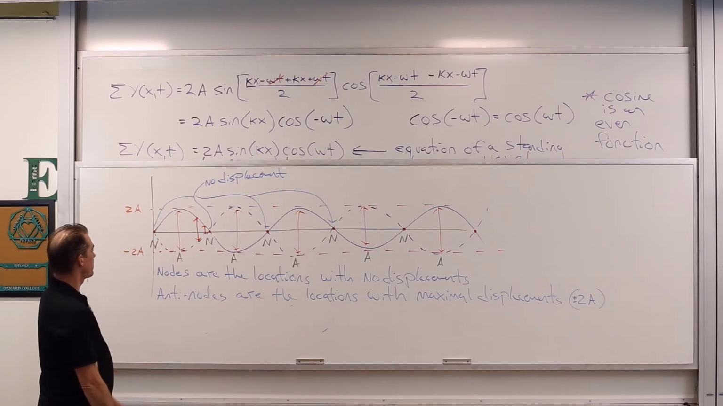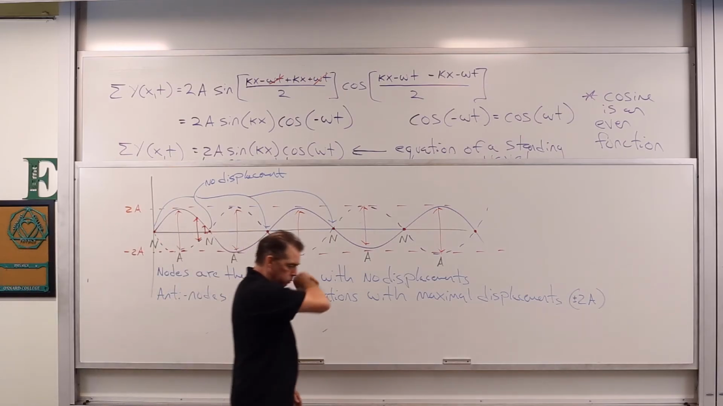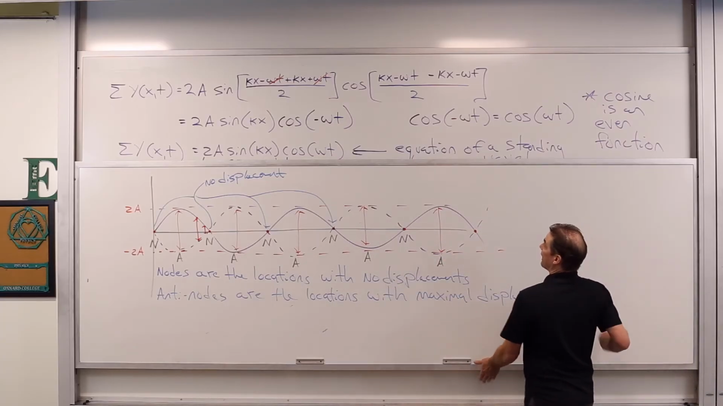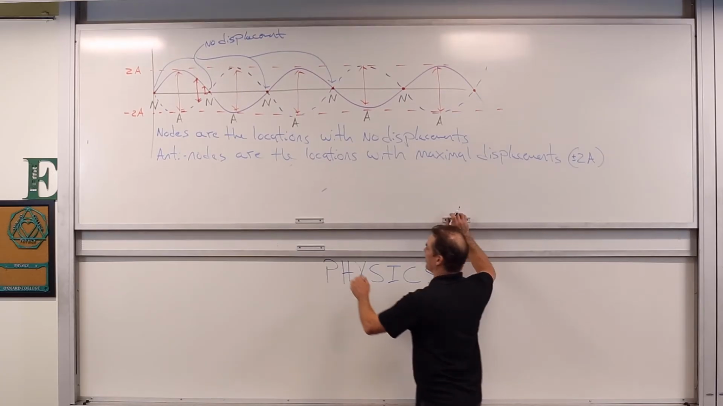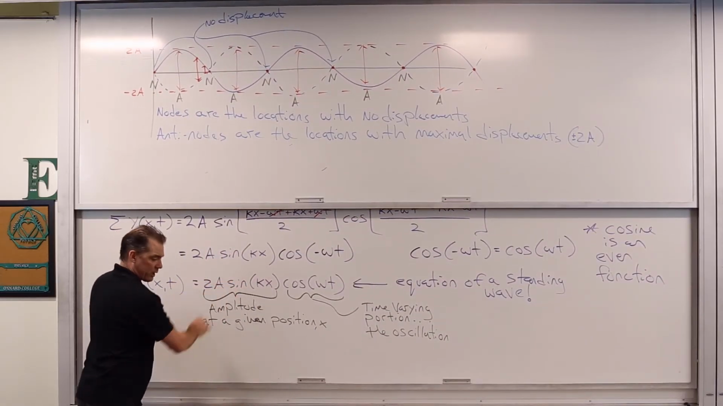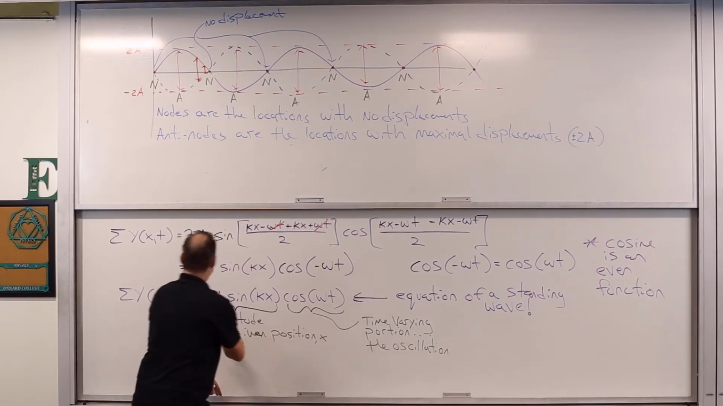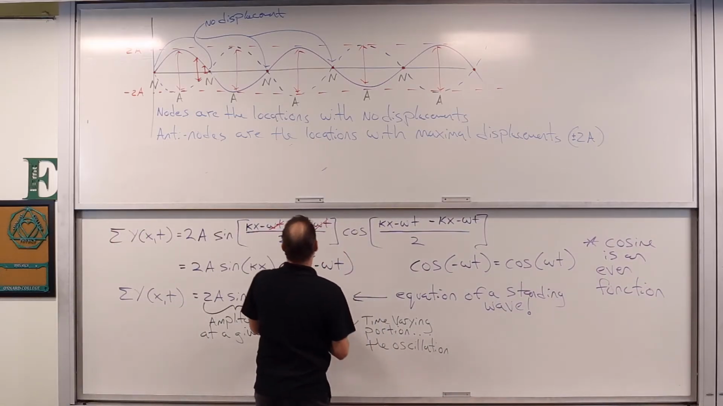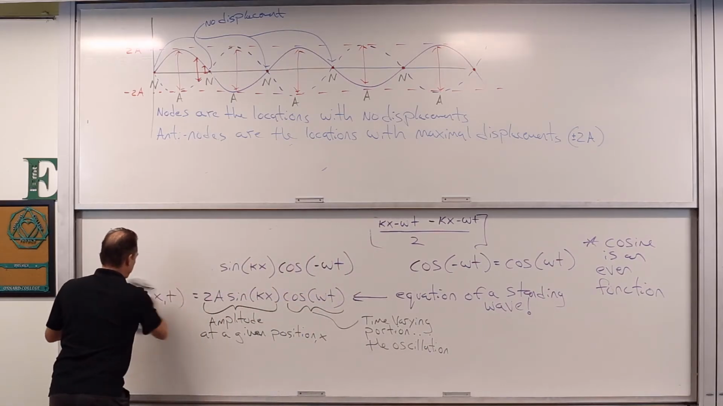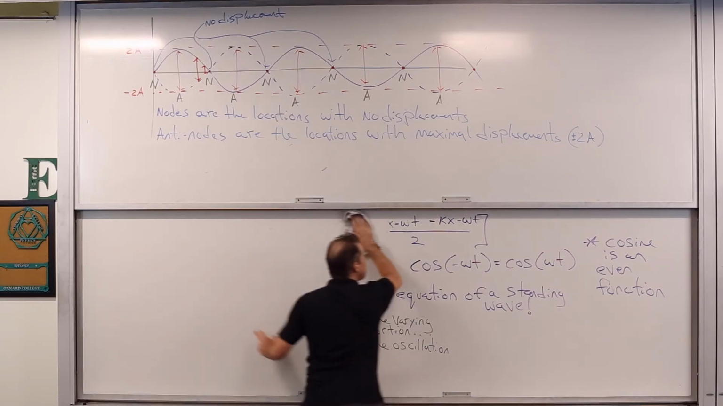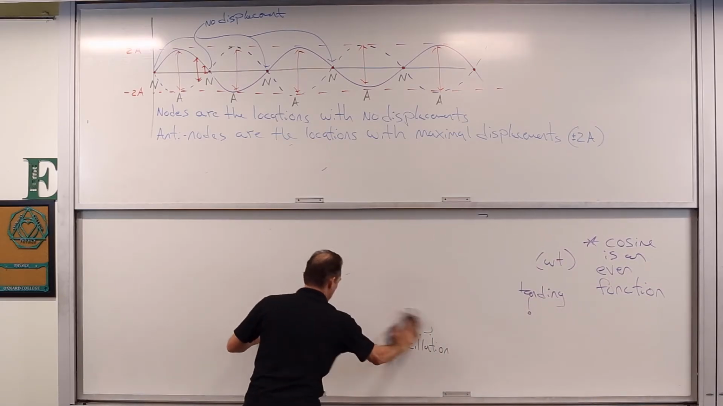So we can just kind of go through this and mark in where the nodes are. We've got a node there. There's an antinode there. There's a node there. There's an antinode there. There's a node there. Antinode. Node. Antinode. Node. Antinode. So we use n's and a's to really sort of cement in where those spots are. That's it. So what we can start looking at is where the nodes and the antinodes actually occur.